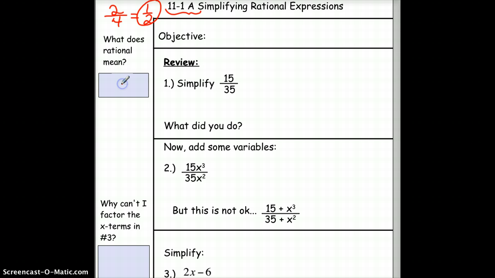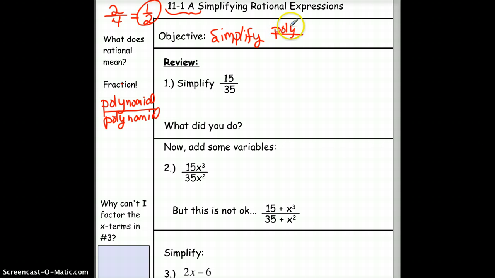And when it says here, what does rational mean? It means a fraction, but even more than that, it means you're going to have a polynomial, some expression with x's in it over another polynomial. So your fraction consists of a polynomial over a polynomial. And our objective is going to be to simplify that polynomial over a polynomial as much as possible. All right, so our goal is going to be to simplify it.